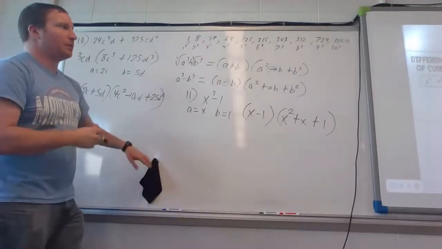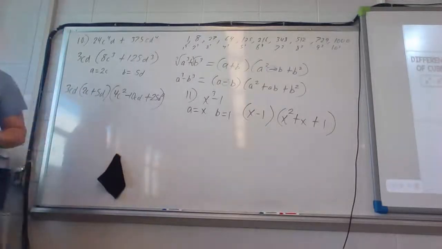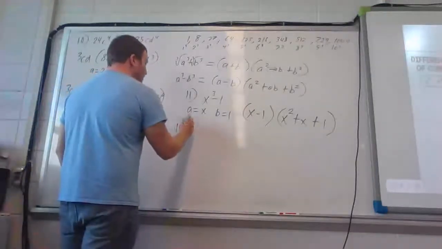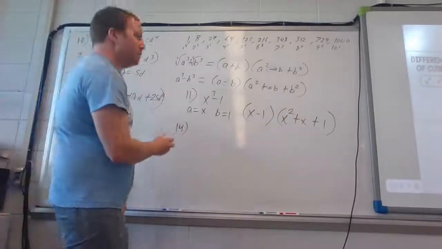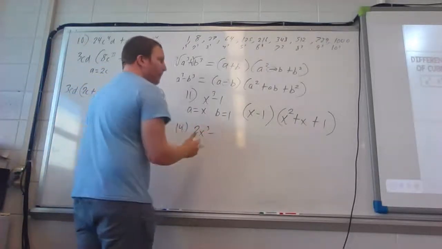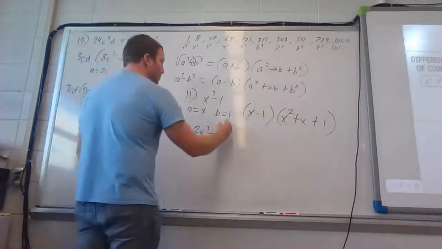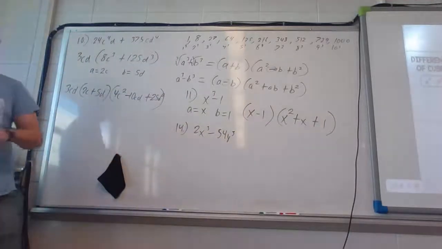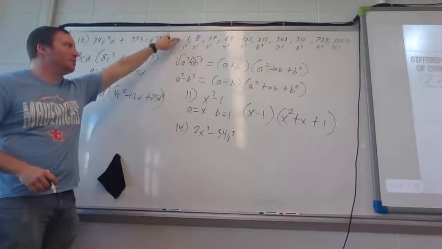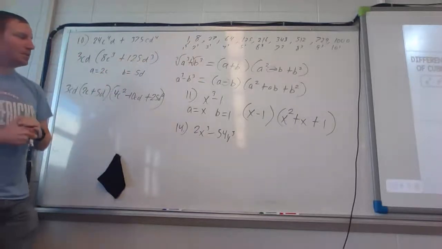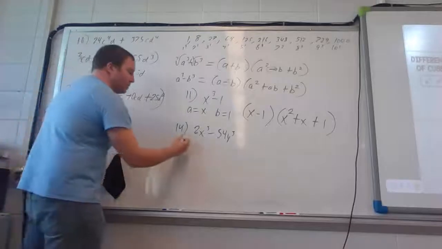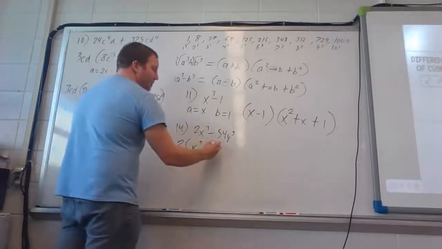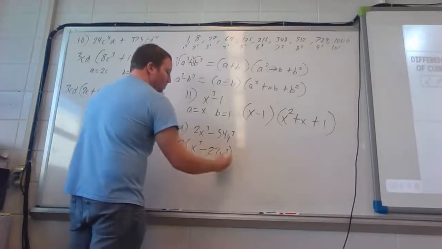So then pick another one. Which one will it be? 14, we got 2x cubed minus 54y. Again, 2 and 54 are not perfect cubes, but we can turn them into perfect cubes by taking out that GCF. What is our GCF? 2. So that gets us x cubed minus 27y cubed.